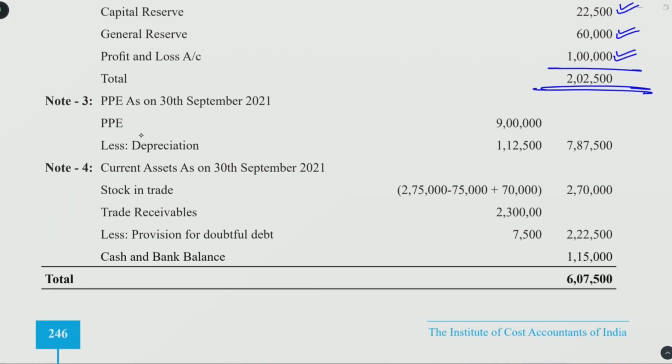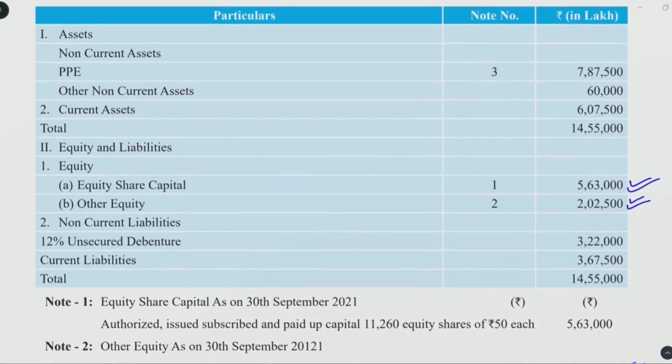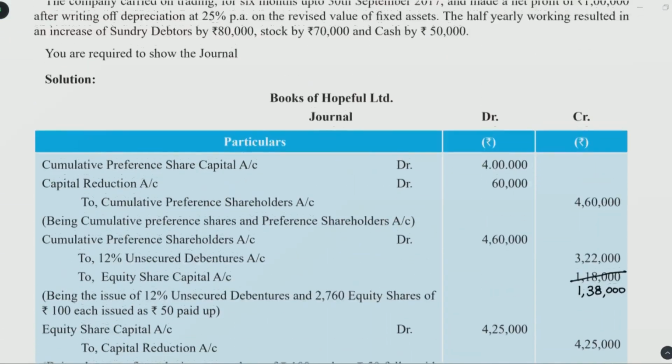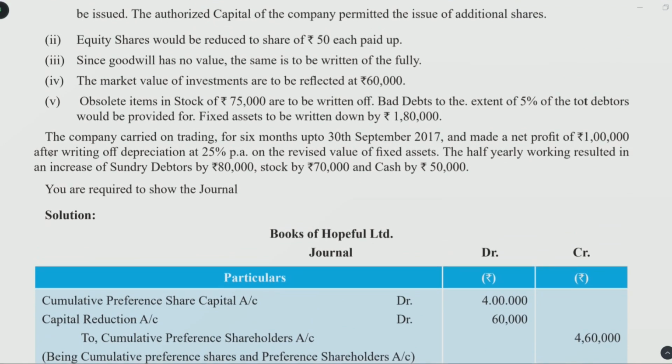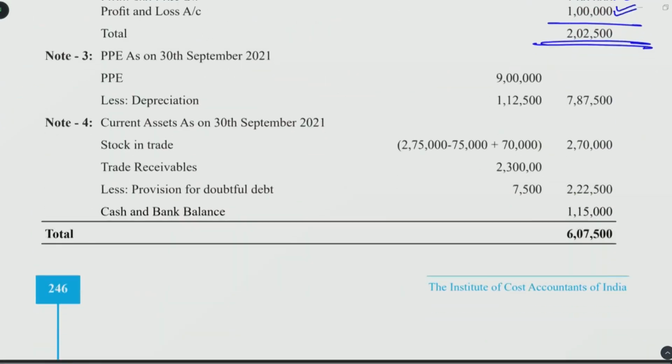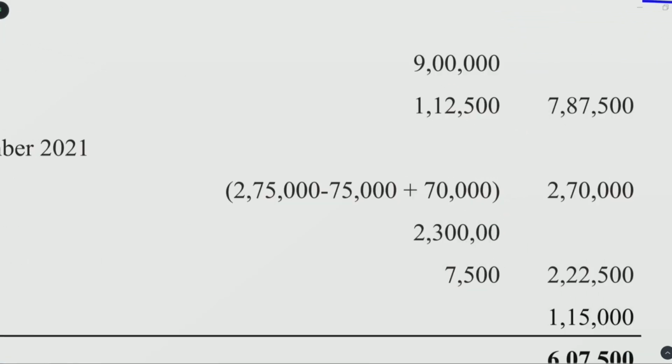This 9 lakhs was the balance on that date. But then from 1st April to 30th September, there was a depreciation charged amounting to 1,12,500. What is the information given about depreciation? Let us read this. Depreciation was 25%, correct? So if you compute 9 lakhs into 25%, it comes to 2,25,000. Take half of that. Half of 2,25,000 will be 1,12,500, and that is the amount of depreciation, 1,12,500.